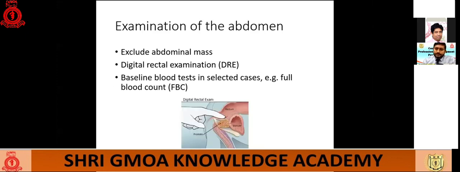When a patient comes to a GP clinic expressing that they have PR bleeding, what we should do in examination is mainly an abdominal examination to find any obvious masses, and a digital examination of the rectum. Mostly low rectal tumors and low rectal pathologies are palpable on digital rectal examination. As a baseline test, we can do a full blood count to assess the degree of bleeding.